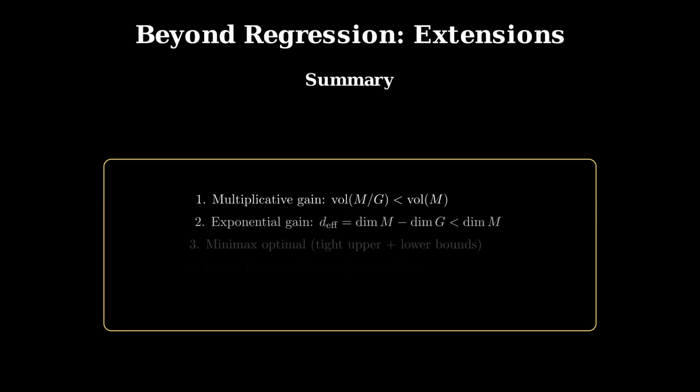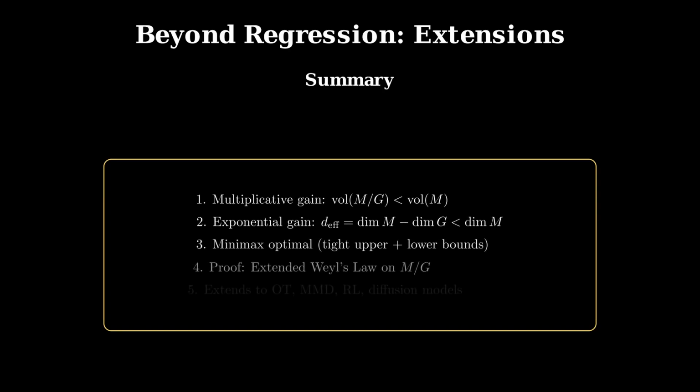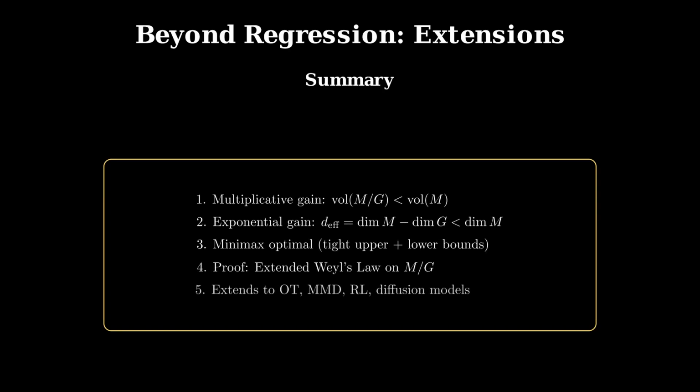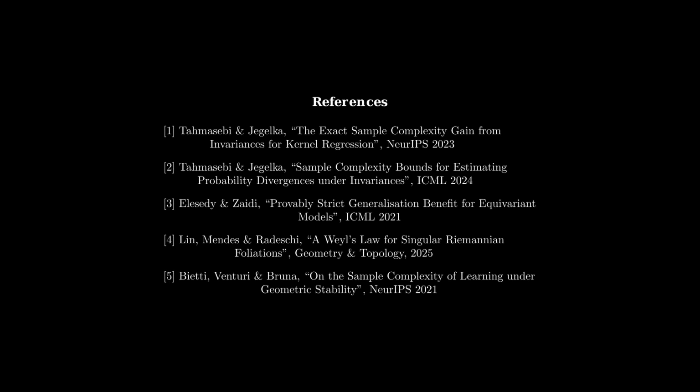To summarize, symmetry provably reduces sample complexity. The gain is both multiplicative through volume reduction and exponential through dimension reduction. The result is minimax optimal, and the proof uses spectral geometry, specifically an extended Weyl law on the quotient space. Here are the key references for further reading.